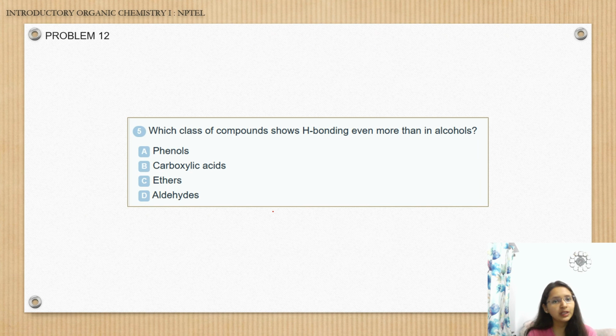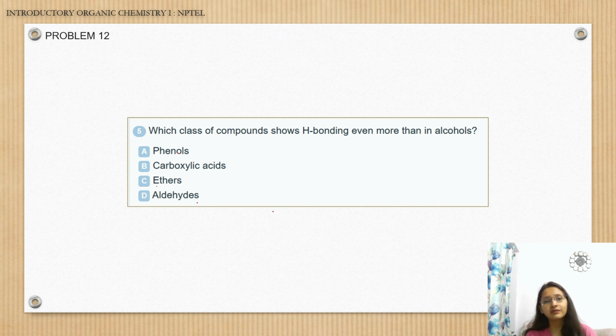So now they are asking which class of compound shows hydrogen bonding even more than in the alcohols. You have to answer which class of compounds is showing more intense hydrogen bonding than alcohols. Is it phenols? Is it carboxylic acid? Is it ethers? Is it aldehydes? Now one by one, just tell me. Ether can form hydrogen bonding, but is it more intense than alcohols? No. Aldehyde? No. Carboxylic acid and phenol.